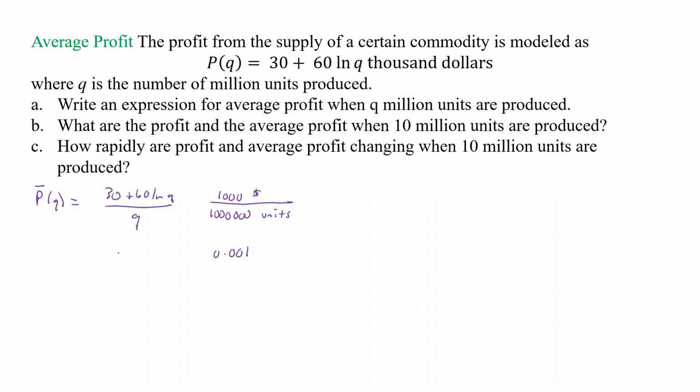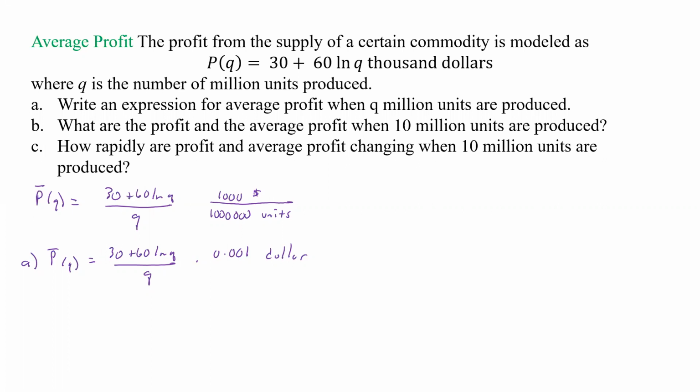And that's multiplied by our 30 plus 60 ln of Q over Q. And then that's going to be our P bar of Q. So that's going to be our expression for part A, okay? And this is only so we can get the correct units for just one unit. We're having to divide and get one unit to get that average, okay? And this would be overall in dollars because our units cancel, and so we'll have all of our stuff canceling here.